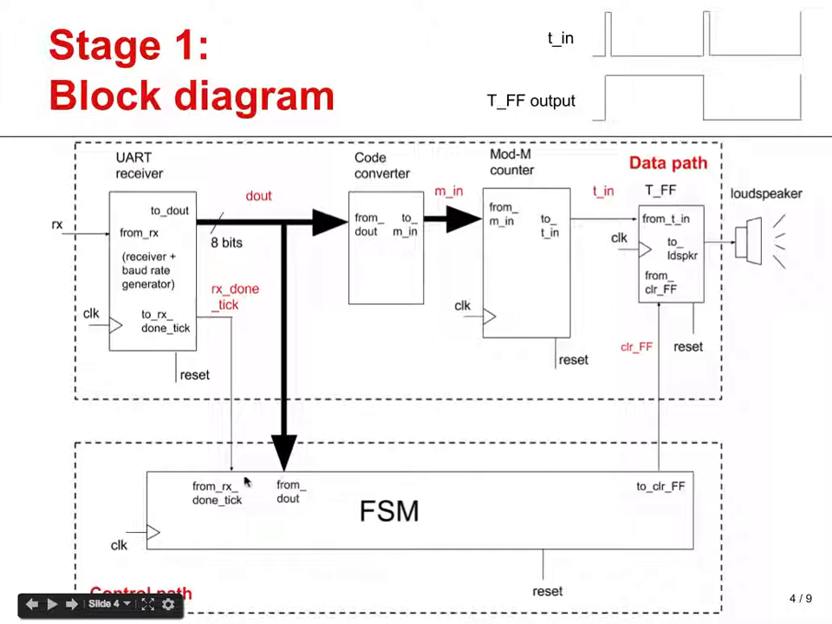stage 1. The control path finite state machine will be required to generate the clear flip-flop signal going to the data path output driving the loudspeaker, and it will do so based on information concerning the arrival of a new ASCII code from the UART receiver, and also on the value of the ASCII code that has just been received. Now, the value itself is necessary because we may receive ASCII codes that do not correspond to a valid ABC note, and in that case the clear flip-flop signal shall be set to 1.